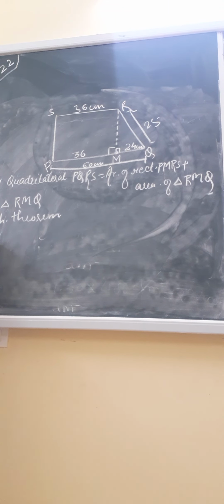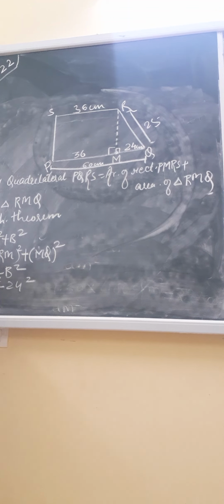H square is equal to P square plus B square. H square means which side? RQ square is equal to RM square plus MQ square. Any problem in this part? No. Which part do we have to find out? RM. So RM is what? Perpendicular square is equal to H square minus B square. H square means 25 square minus B square is 24 square.